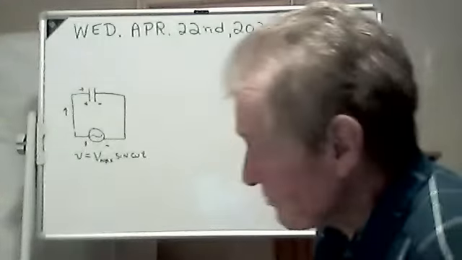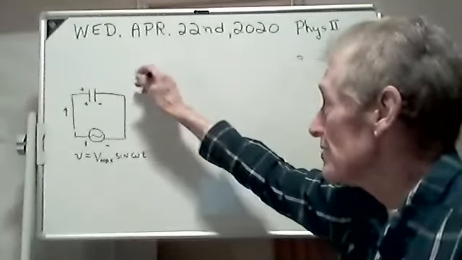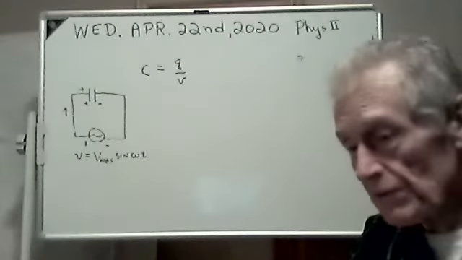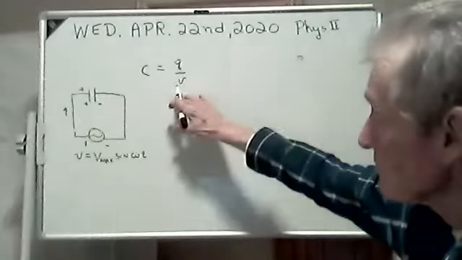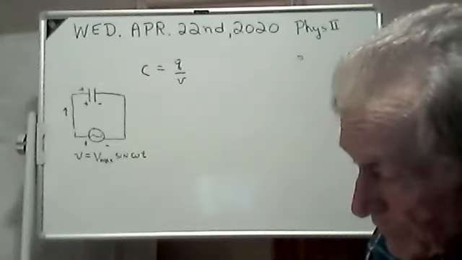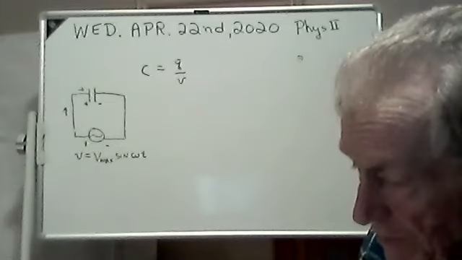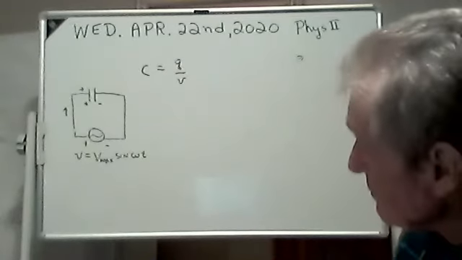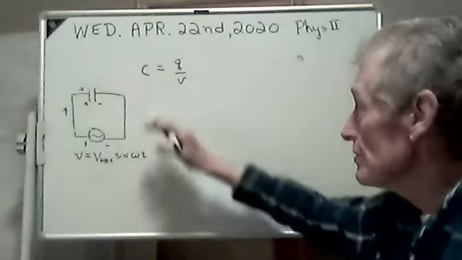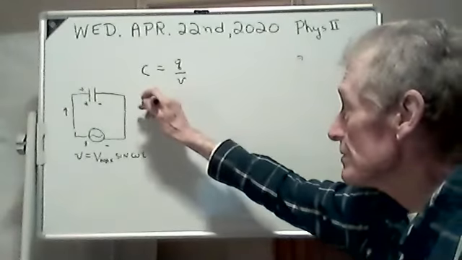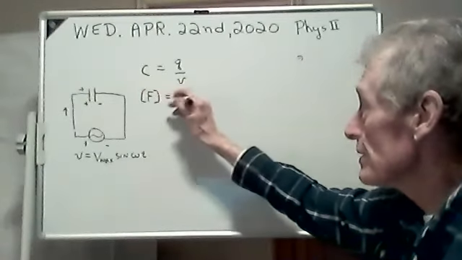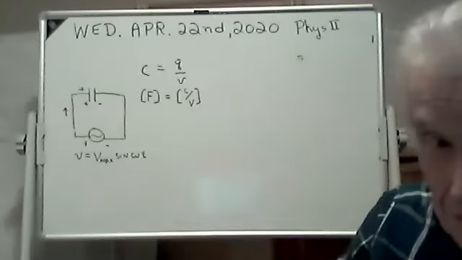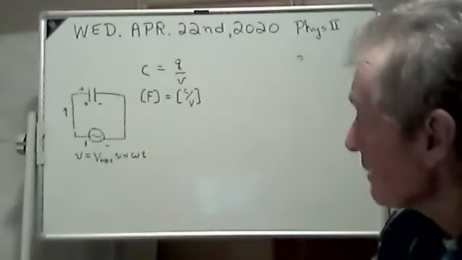Okay, well, great. What do we know about capacitors? Well, the definition goes like this. And you have that memorized. You know that tells you what capacitors do. The capacitance is the amount of charge per volt. And the units are farads. And what a farad is, a coulomb per volt. That's what a farad is. And you knew that.